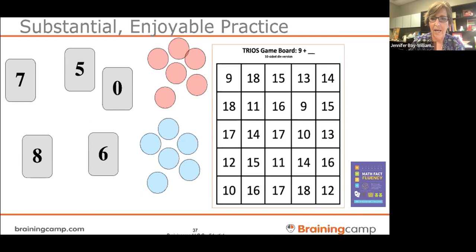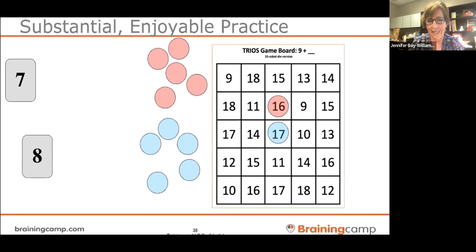Player 1 turns over a 7 with a card or rolls a dice and gets a 7. It doesn't matter. And so they say aloud, like I give them sentence frames, they'll say 9 + 7 is the same as 10 + 6, or something like that, 16. So that they're thinking through and saying aloud the strategy as they think about it. So they choose to put it on the 16, as you see mocked up here, although they could have picked any 16 they want. The blue player turns over an 8 and says 9 + 8 is the same as 10 + 7. That's 17.